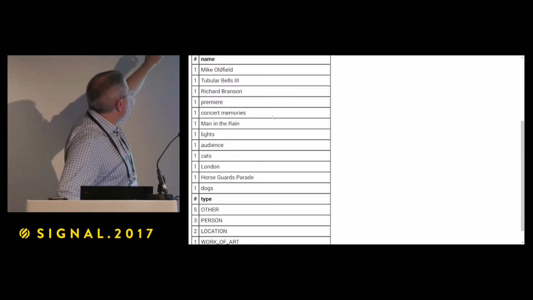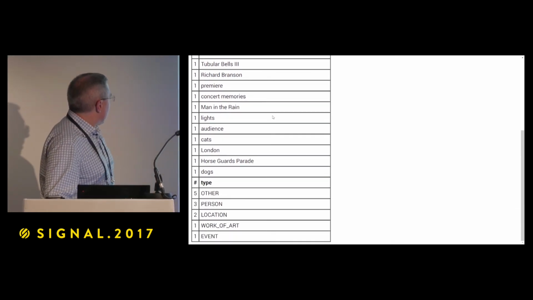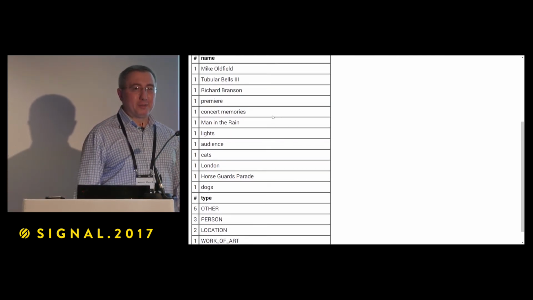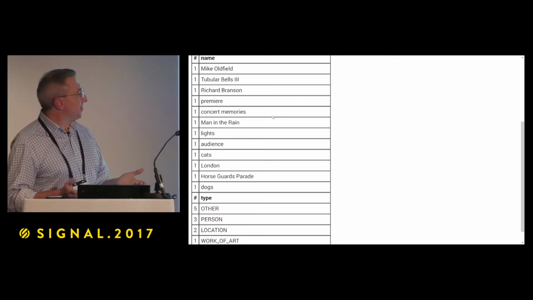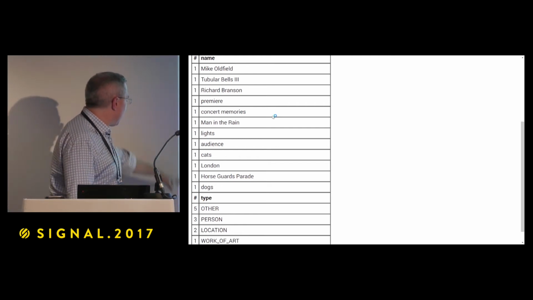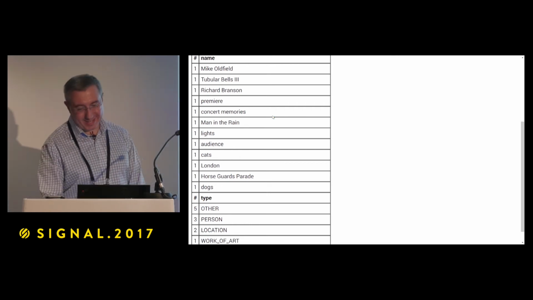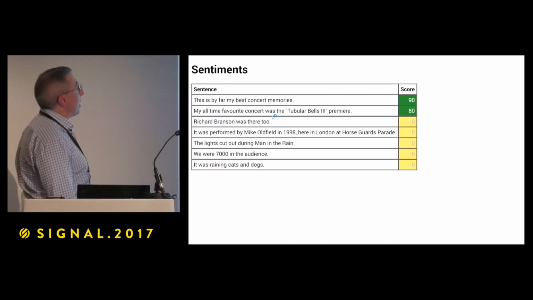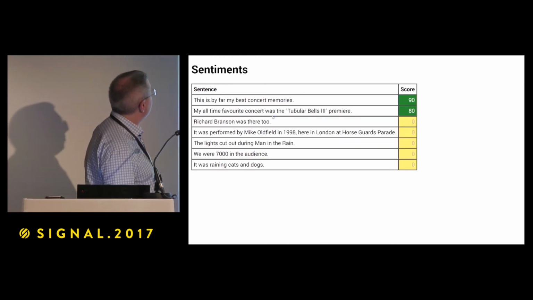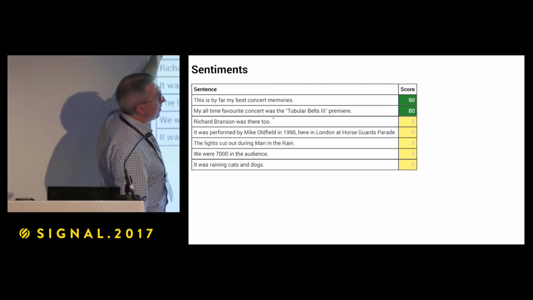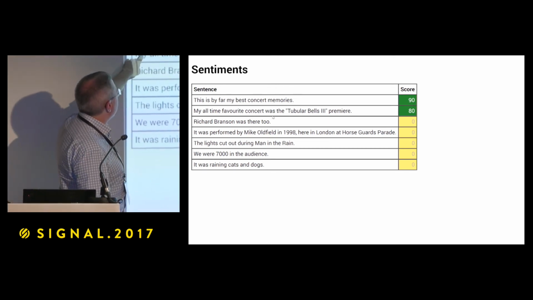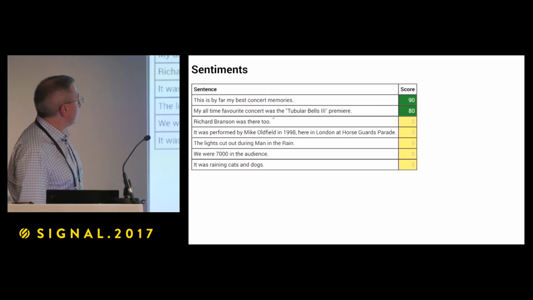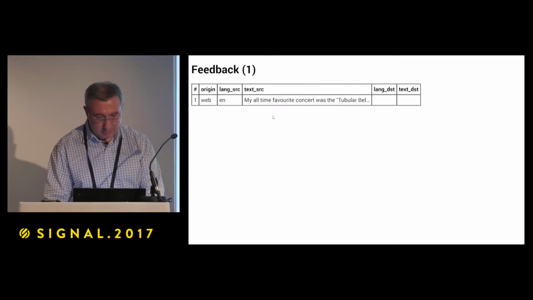Below that, you have the different names that are recognized. Yeah, cats, dogs, because it was raining, or if you didn't read, during the whole concert, it was raining cats and dogs. So here you might get entities as cats and dogs. And the sentiments, well, that was my best concert memories, and it shows 90%. My all-time favorite concert, 80%. Nothing is negative, and the rest is just neutral. So it works with my first example.